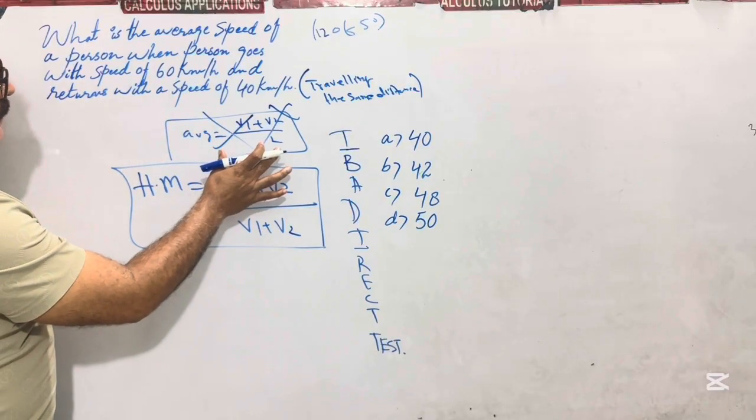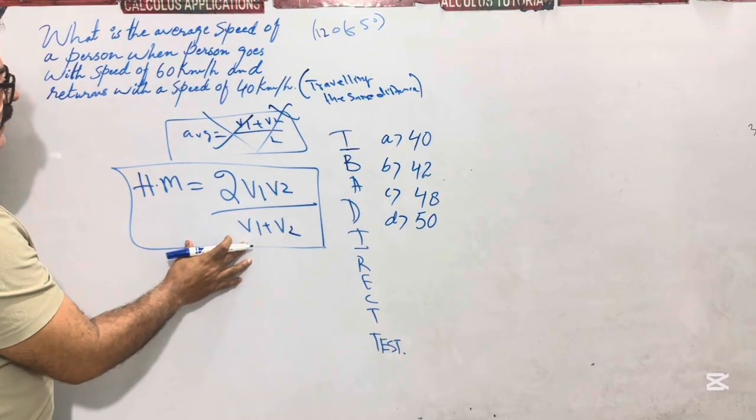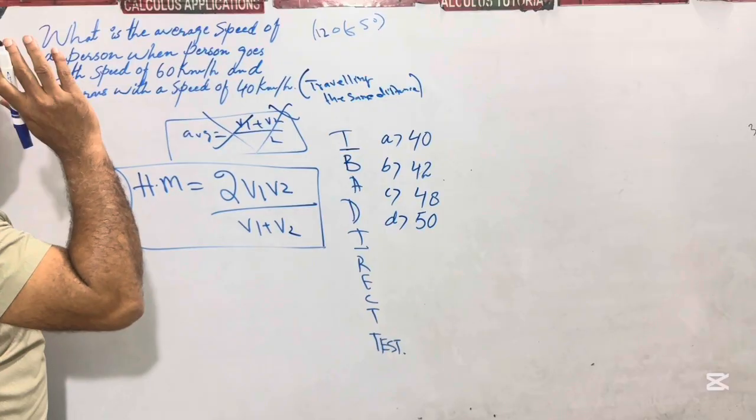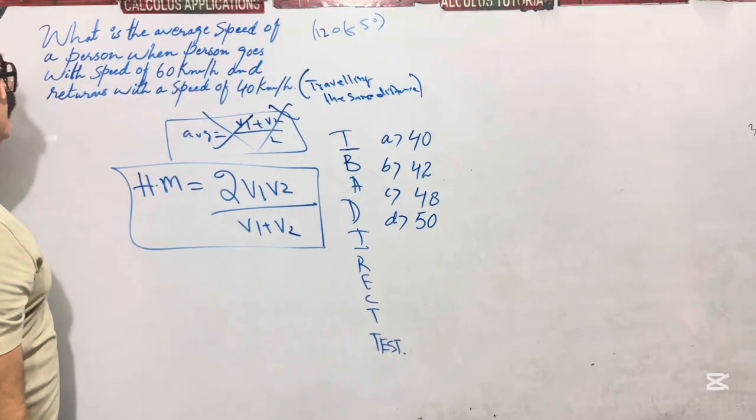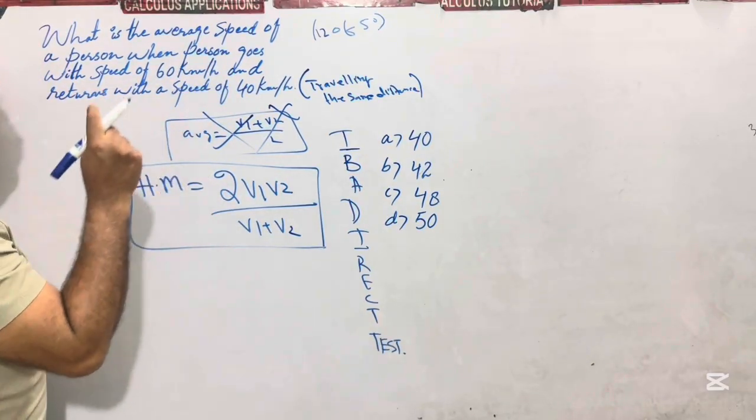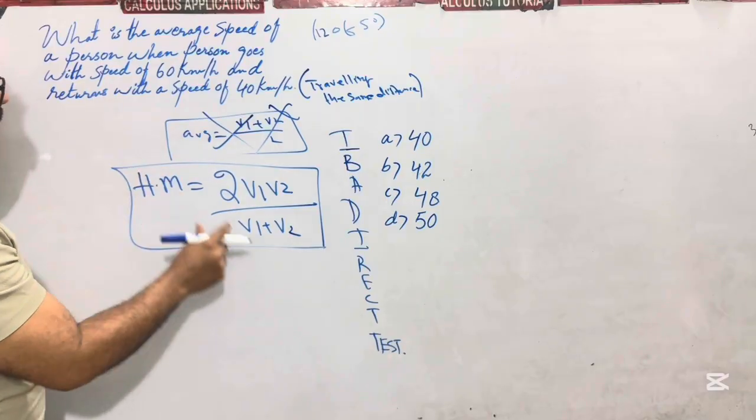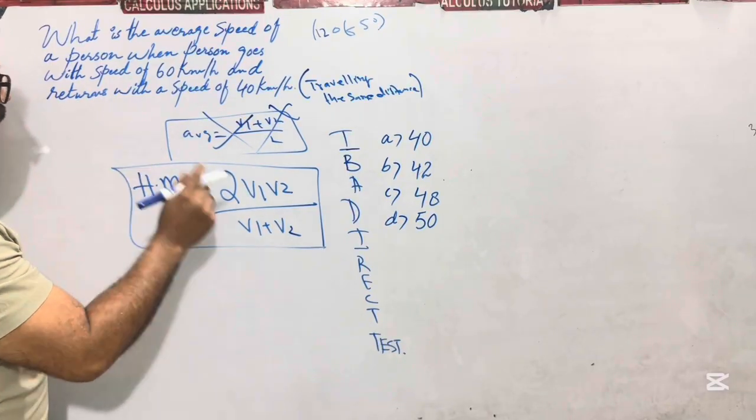Rather than (a plus b) upon 2, the simple arithmetic mean, utilize the harmonic mean. Always utilize the harmonic mean to find average speed or velocity. To find the average speed of two speeds, always apply the harmonic mean formula.